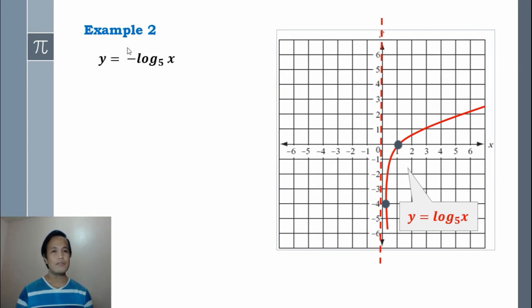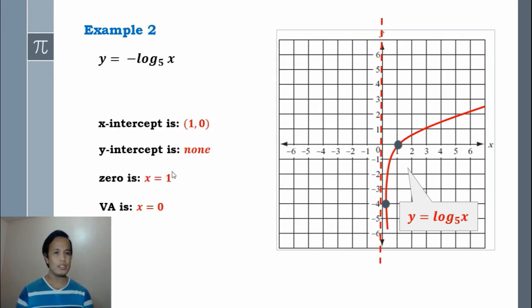The graph of this function is just the reflection of the graph of this function, which is the positive, along the x-axis. This is just the same because we are in general form. Now, the graph of this function is just a reflection of the graph of this function along the x-axis.